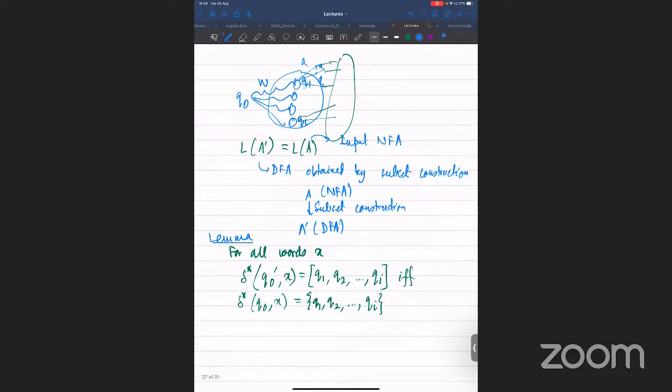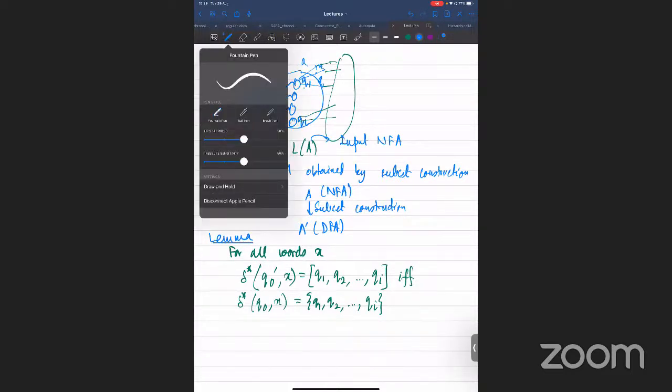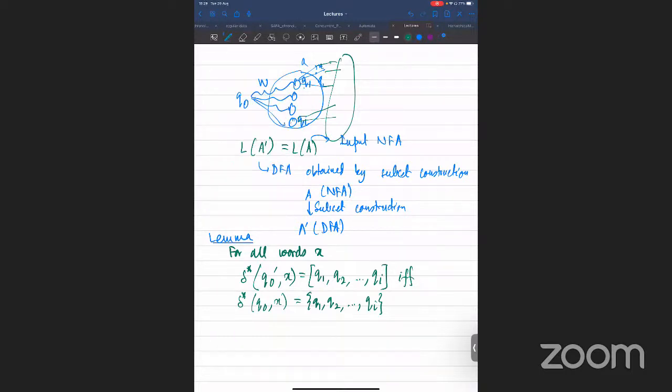But this doesn't end here. The next thing that you have to prove is that X belongs to L of A prime if and only if X belongs to L of A. So this is the first thing we have to prove, and this is the second thing. But the second part might be very easy to see.